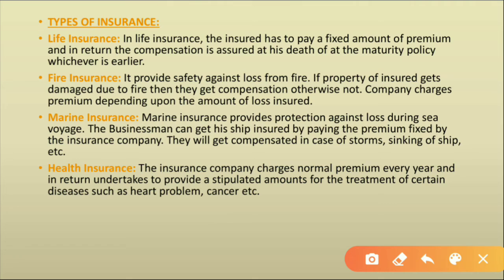Health insurance. Now, what does health insurance say? Health insurance means the insurance company charges a normal premium every year. Every year the person has to pay some amount of money, and in return the company undertakes to provide a stipulated amount for the treatment of certain diseases such as heart problems, cancer, etc. If a person has taken health insurance, he has to disclose all the facts. Like, suppose I am a heart patient.